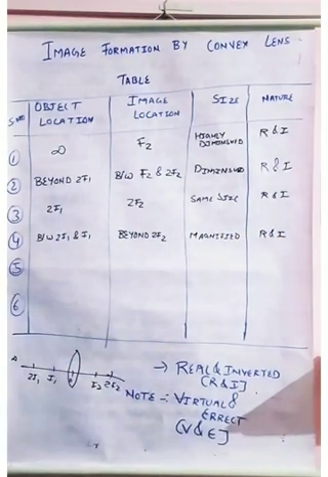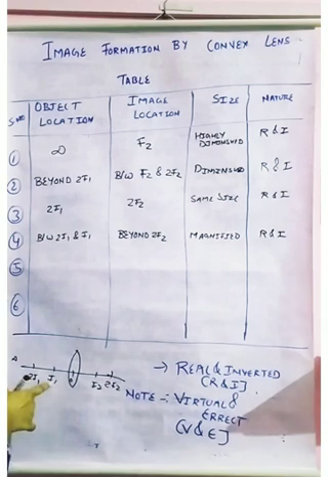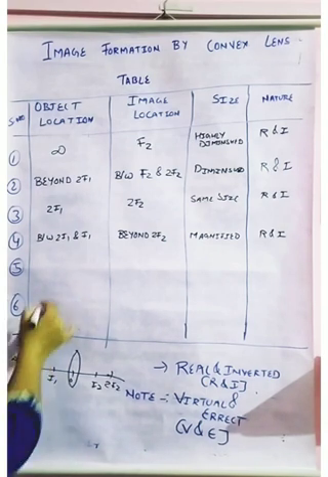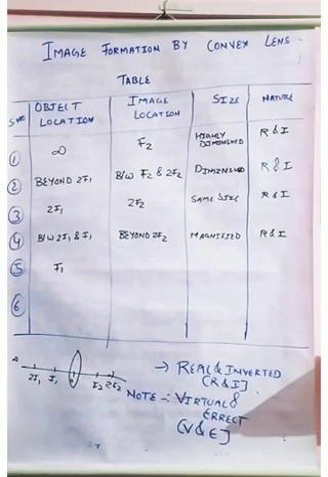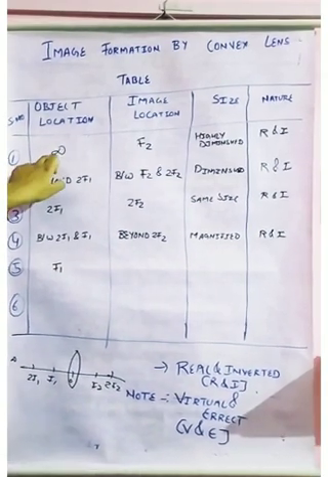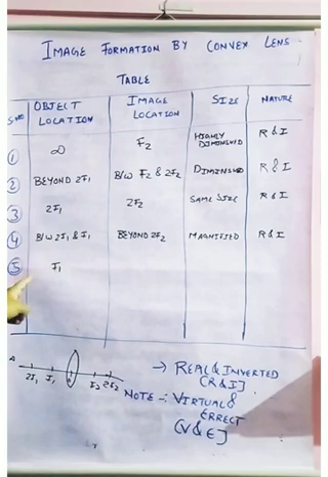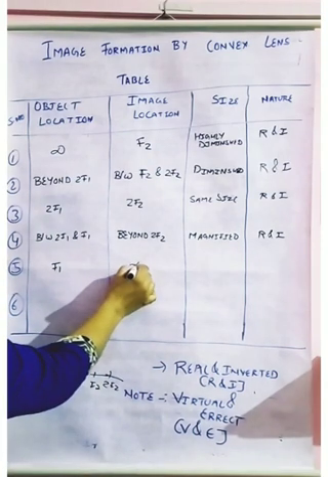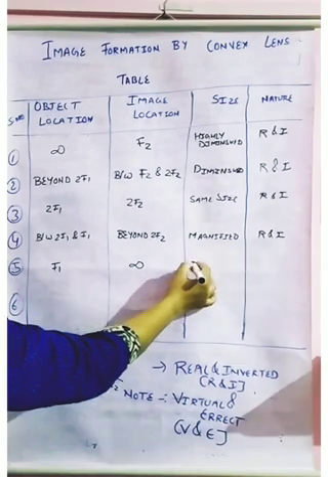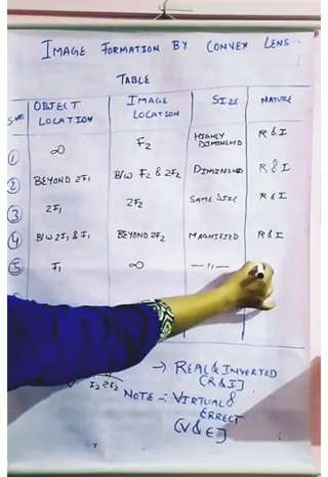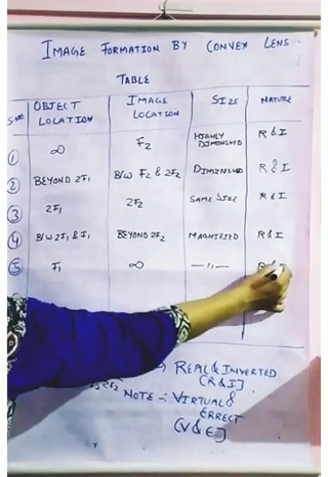Now fifth case, I have come this way. Now I am going to reach f1. When I keep my object at f1, where will the image form? It will form at infinity. Again the image will be magnified, and it will be real and inverted.